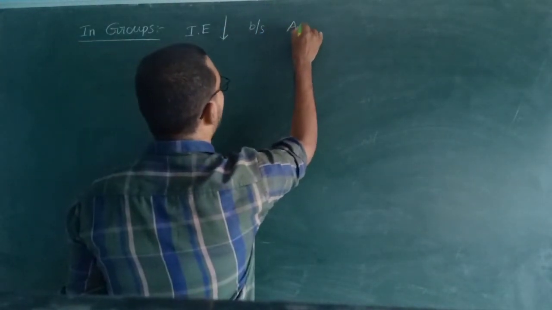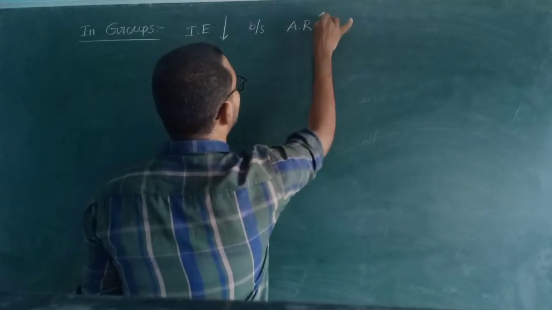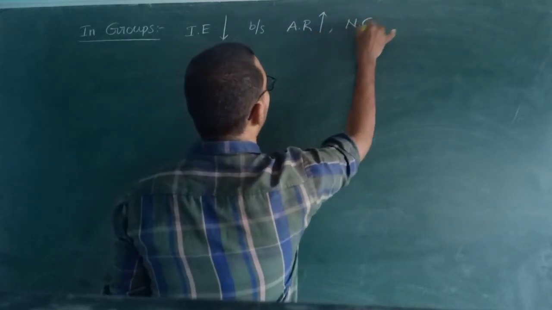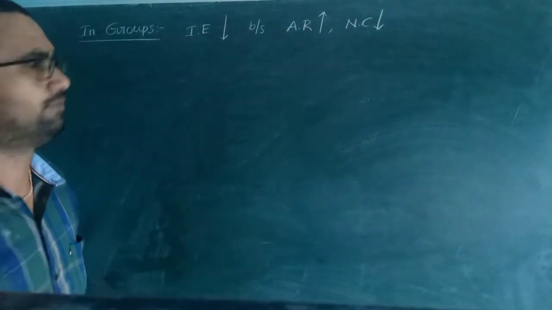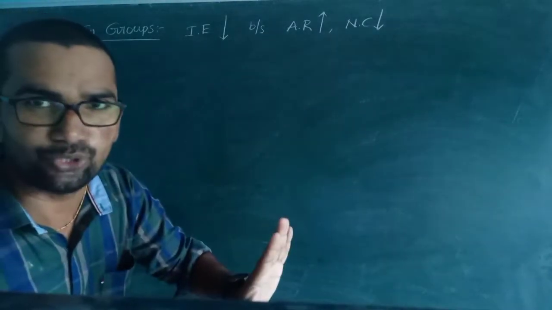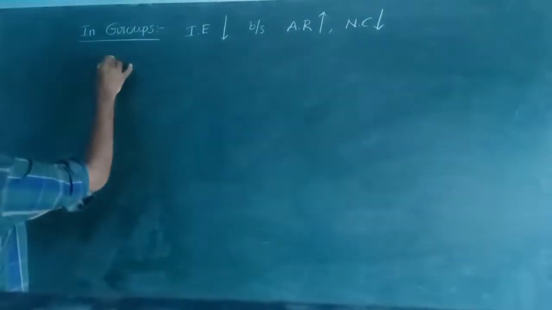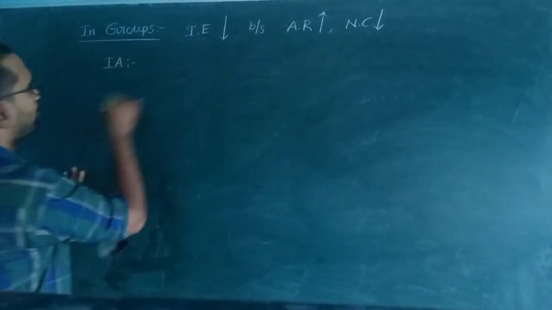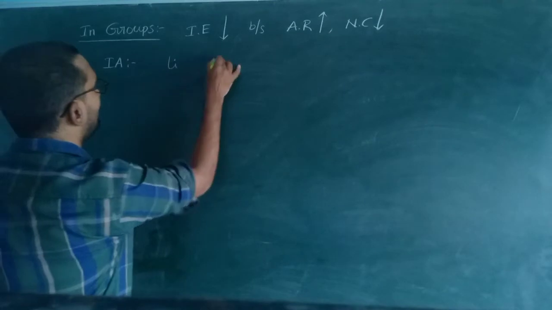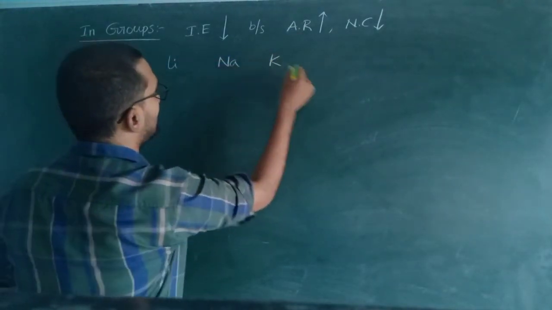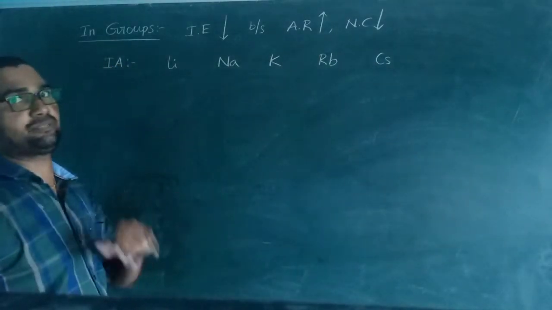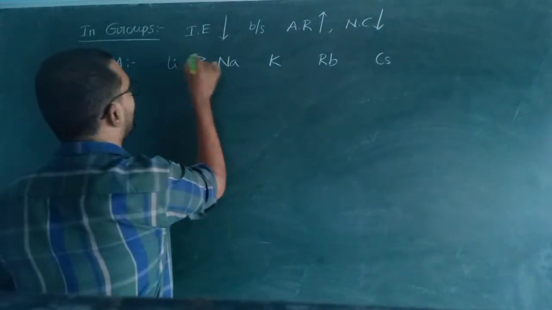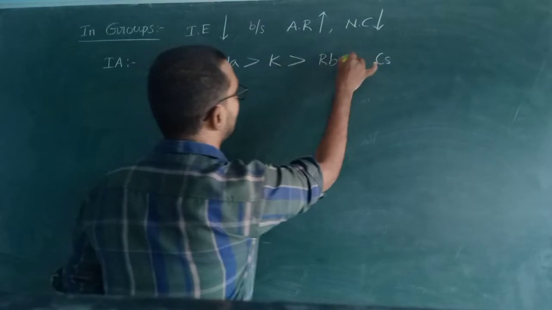Because atomic radius increases, nuclear charge decreases. Okay, Randy, this is the reason. Now, actually, if any group is given to you, we can write very easily. For example, for 1A group, what are the 1A group elements? Don't write hydrogen. Lithium, sodium, potassium, rubidium, cesium. Don't write francium also. Francium is radioactive. So, this is the order for ionization energy.